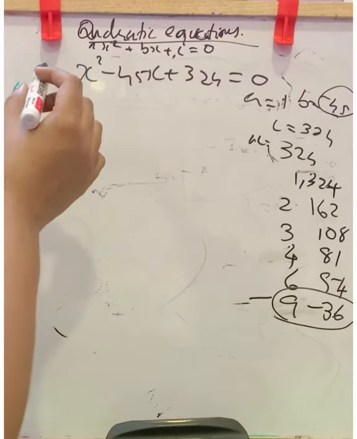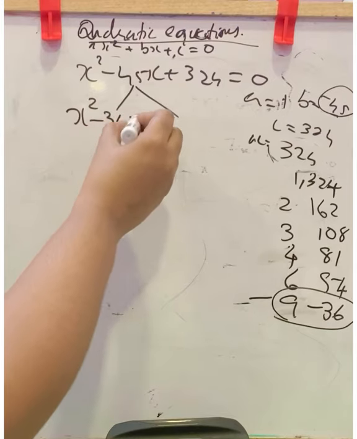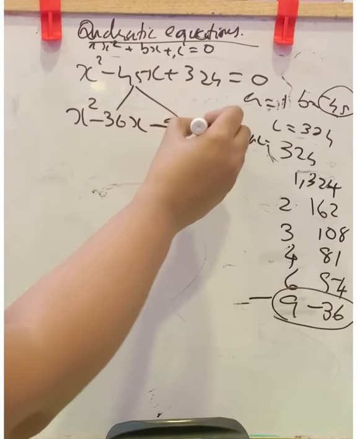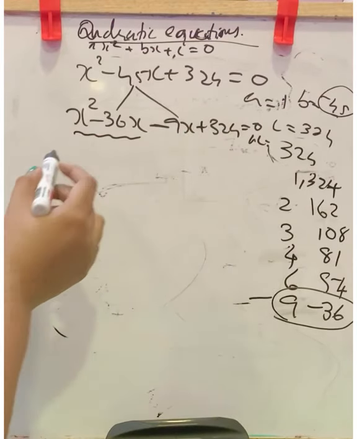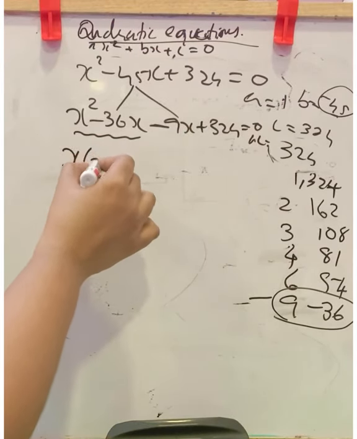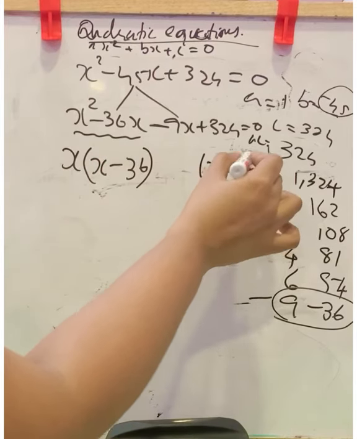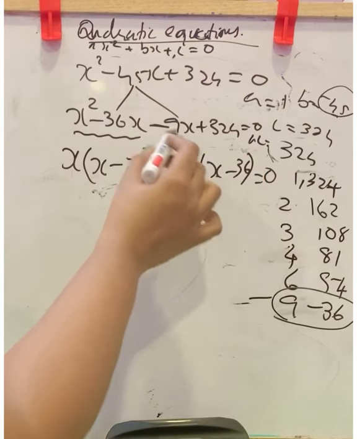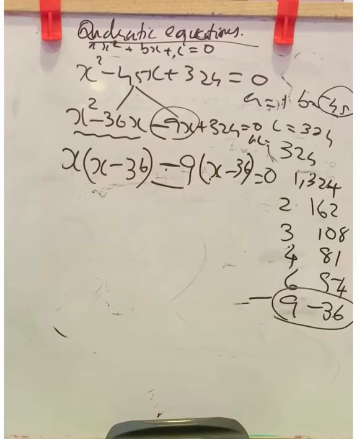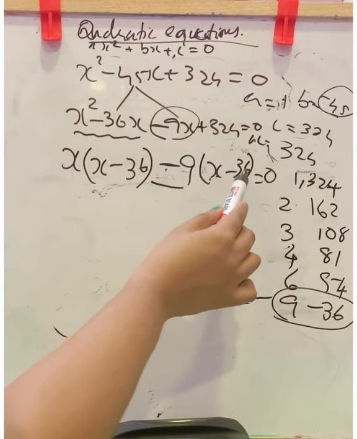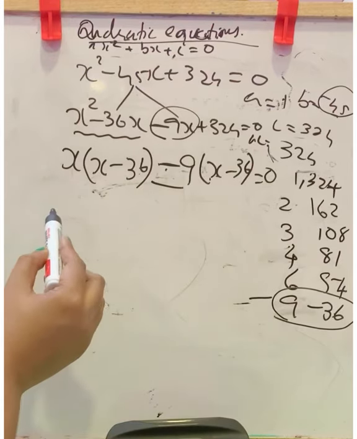So you can rewrite this as x square minus 36x minus 9x plus 324 equal to 0. Now from these two terms, you have x common, and the balance will be x minus 36. Then minus 9 into x is minus 9x. Now check with the last term: minus 9 into minus 36, minus into minus is positive, 9 into 36 is 324.